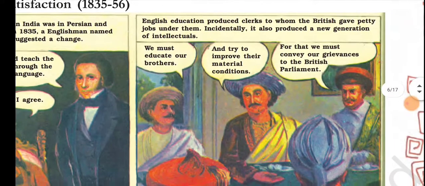English education produced clerks to whom the British gave petty jobs under them. Incidentally, it also produced a new generation of intellectuals. So those Indians who got educated in English worked as clerks under the British officials, and some also became intellectuals. "We must educate our brothers and try to improve their material conditions. For that, we must convey our grievances to the British Parliament." So those who got educated in English and became intellectuals tried to raise their voice before the British, to listen to the demands of the Indians.